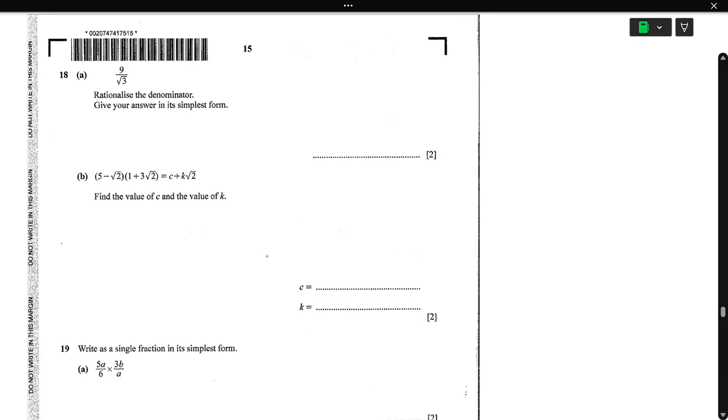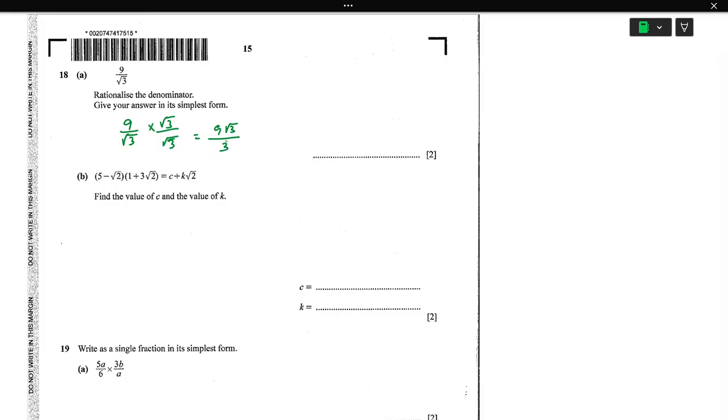Next question 18. 9 by root 3, rationalize the denominator, give your answer in the simplest form. Rationalize the denominator 9 by root 3. I'll multiply numerator and denominator by root 3, because the reason is the denominator should not be any square root. So we'll get 9 root 3 over root 3 times root 3, which is going to be 3. So now I'll simplify. This is 1, this is 3. So 3 root 3. So final answer is going to be 3 root 3.